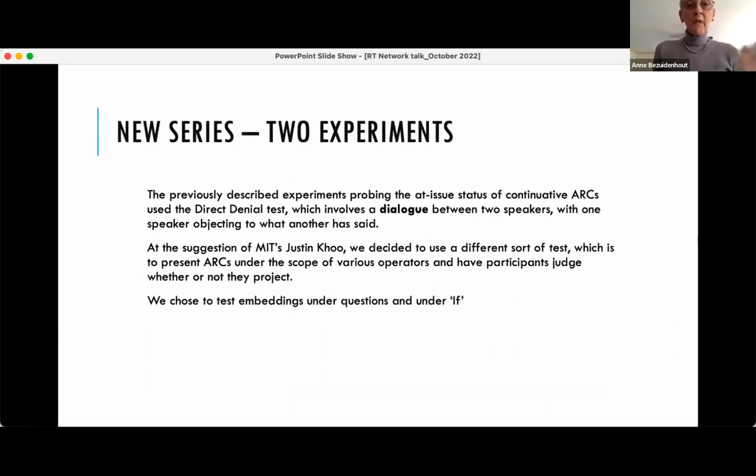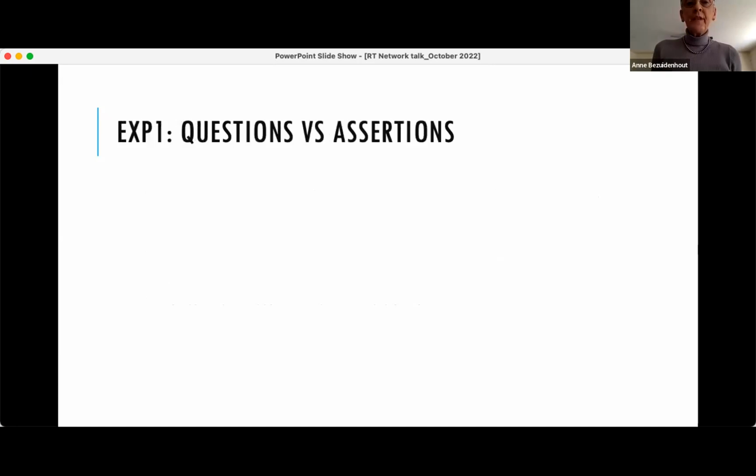All these experiments I've described very hastily were, because we used these two tests, constructed as dialogues between two speakers, either one speaker objecting to what another has said or asking about what another has said. So Justin Khoo at MIT suggested that we do a different kind of test, which was to present arcs under the scope of various operators and have participants judge whether or not they project. And we chose to test embeddings under questions and under if.